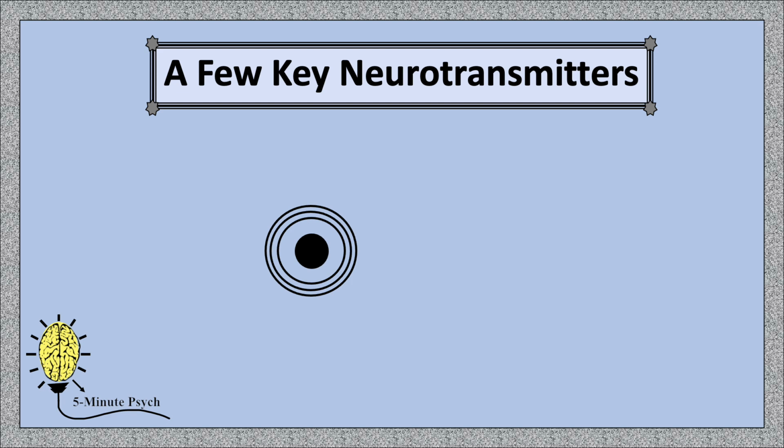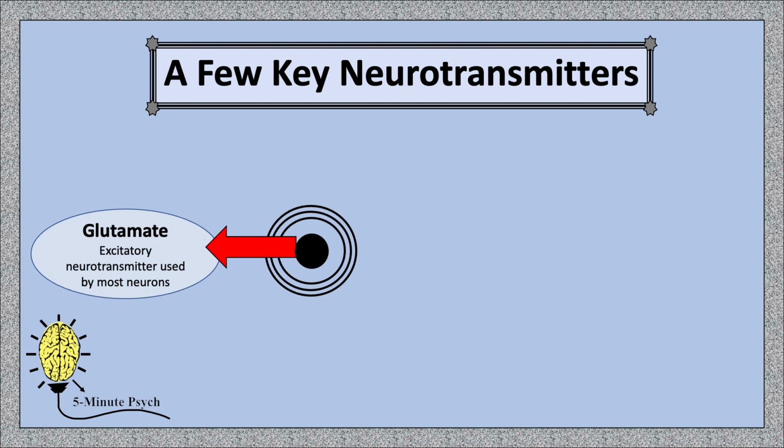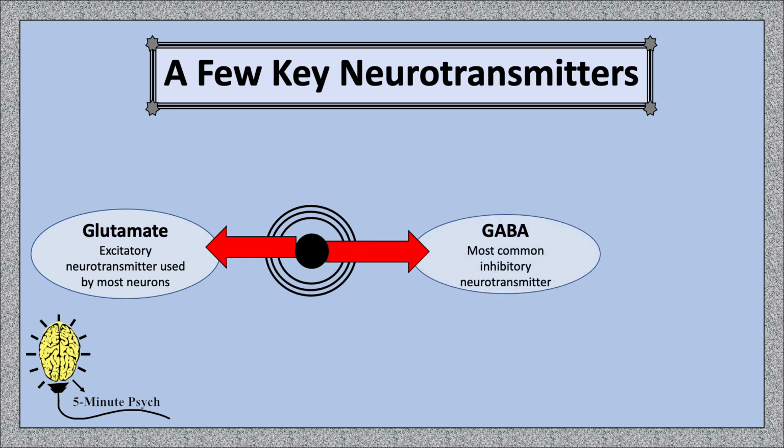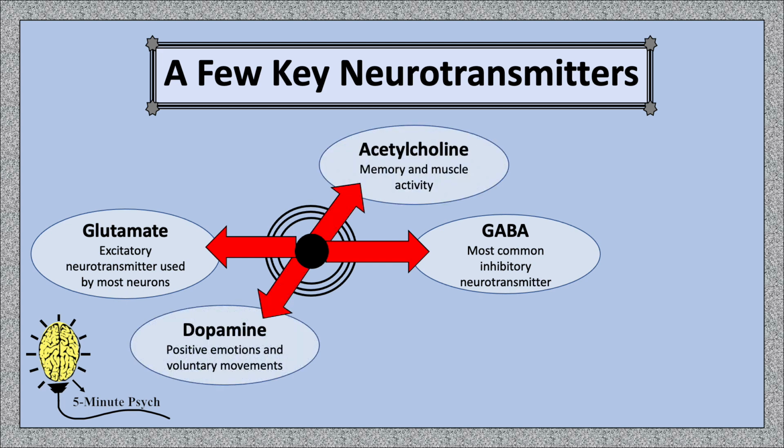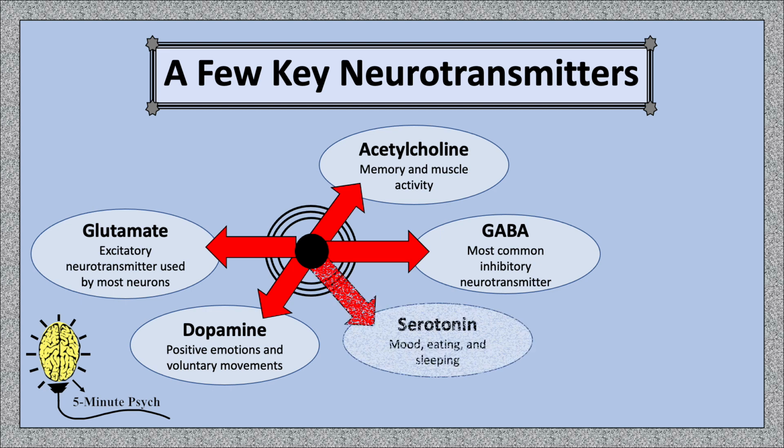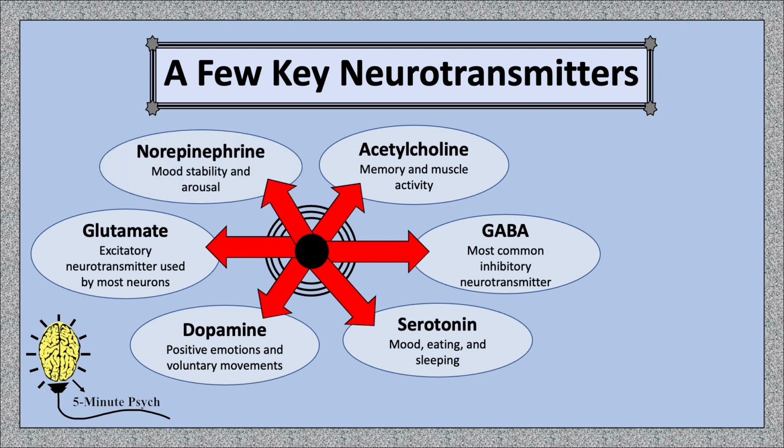There are hundreds of different neurotransmitters, but some key players include glutamate, the most widely distributed excitatory neurotransmitter that's used by most neurons in the nervous system. GABA is the most common inhibitory neurotransmitter. Acetylcholine is involved in memory and muscle activity, and dopamine is used with positive emotions and voluntary movements. Serotonin influences mood, eating, and sleeping, while norepinephrine is important for mood stability and arousal.